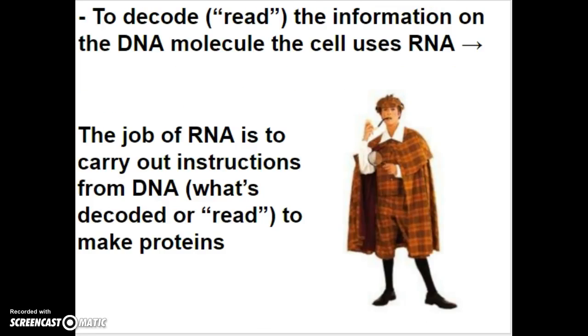Now, in order for DNA to do its job, in order to decode or read the information in that DNA molecule, the cell uses the other nucleic acid called RNA. So the job of RNA is to carry out the instructions from the DNA to make proteins. So RNA is kind of like the Sherlock Holmes, the detective, if you will. RNA decodes the message that is the protein list that is to be made from the genetic information on the cell. So DNA and RNA work together.